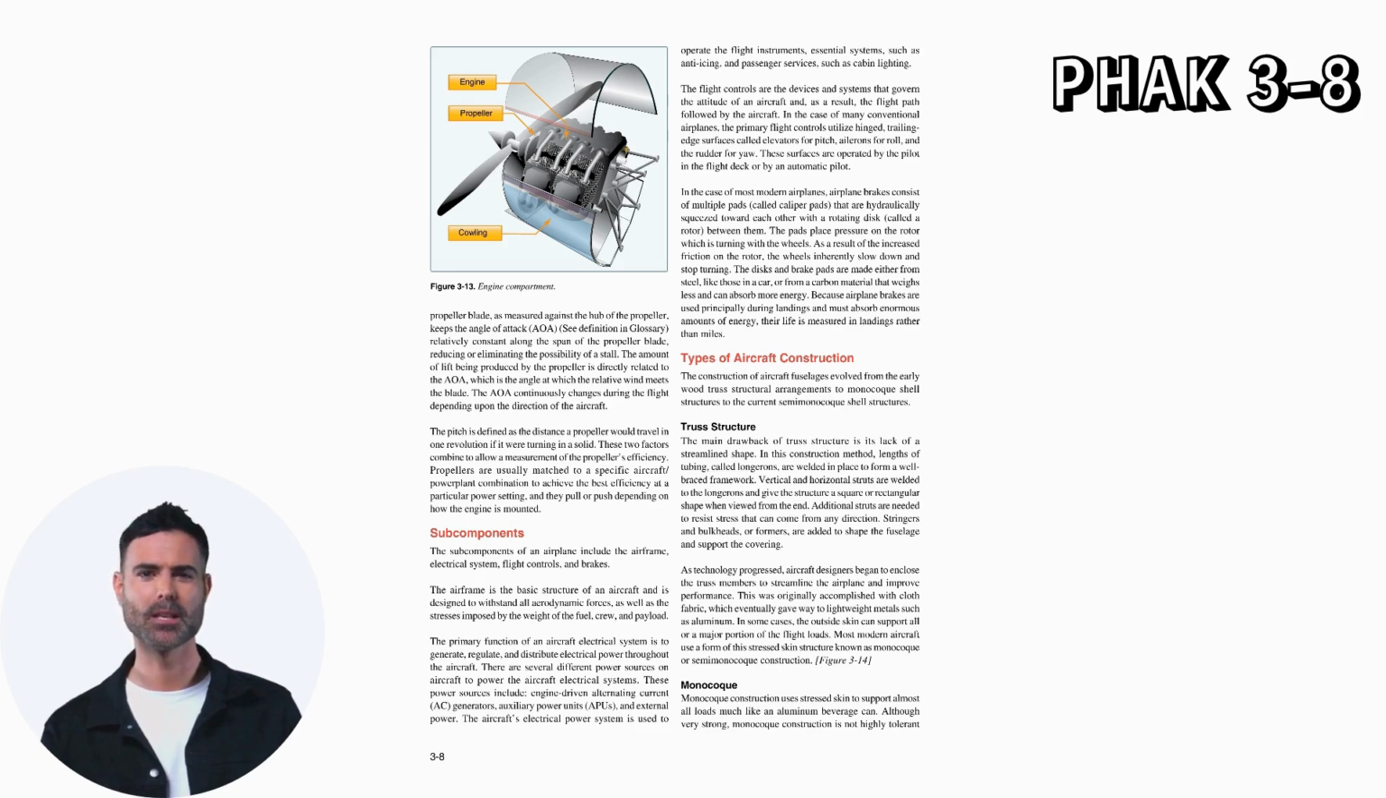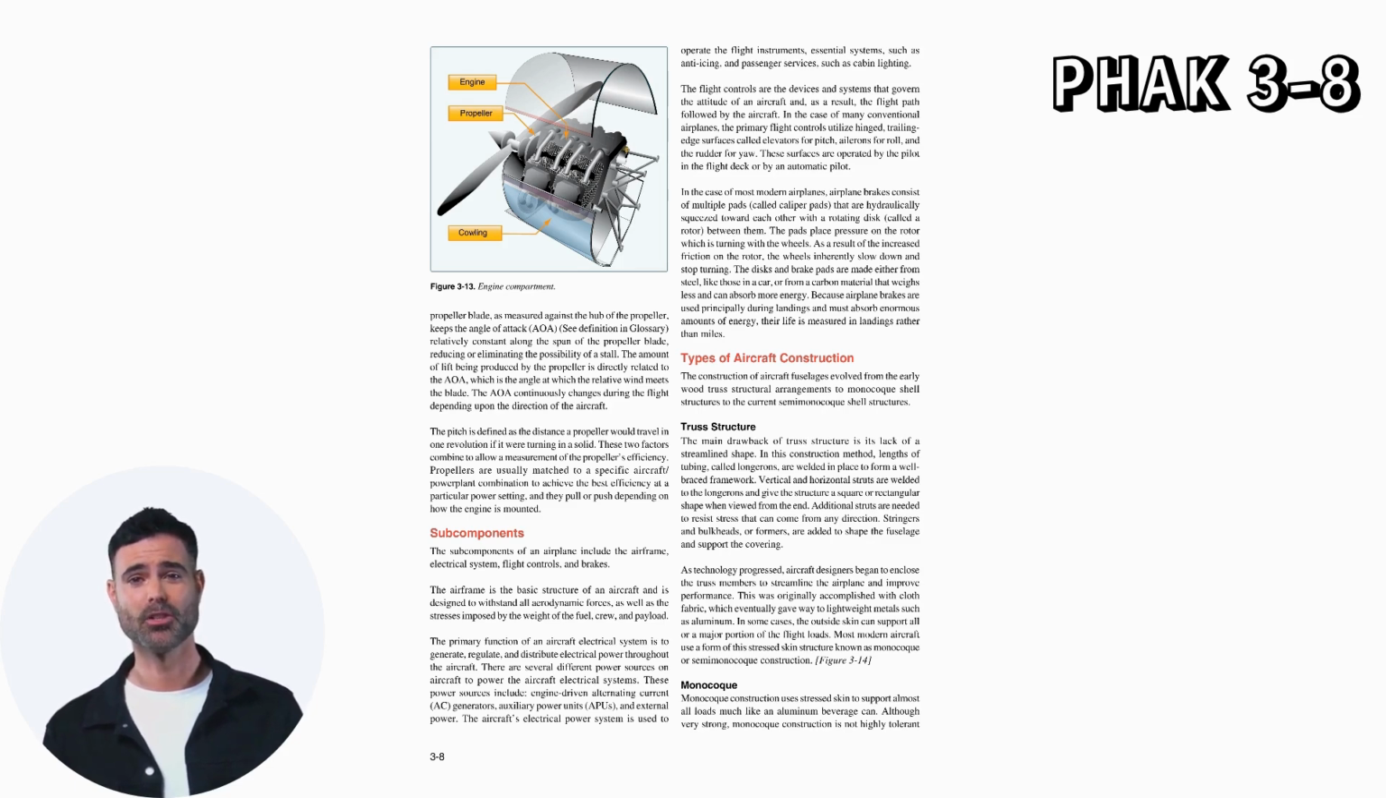Because airplane brakes are used principally during landings and must absorb enormous amounts of energy, their life is measured in landings rather than miles. Types of aircraft construction. The construction of aircraft fuselages evolved from the early wood truss structural arrangements to monocoque shell structures to the current semi-monocoque shell structures. Truss structure. The main drawback of truss structure is its lack of a streamlined shape.